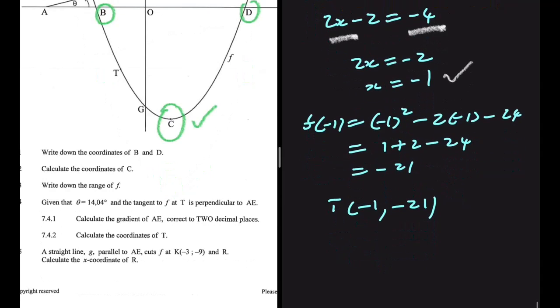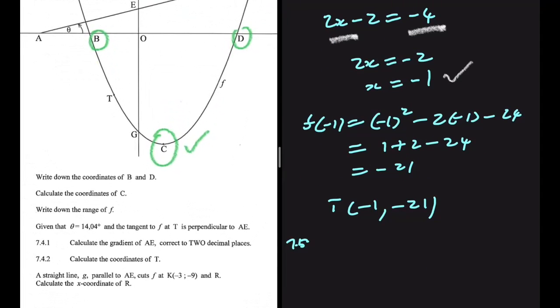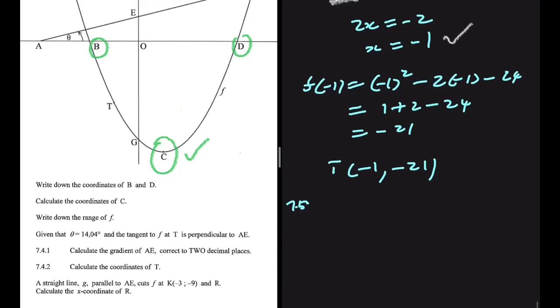The last question, 7.5. A straight line G parallel to AE cuts F at K and R. Calculate the x coordinate of R. Right, so what we are going to do here, we're going to find the equation of G. We are going to find G of x. And then after finding G of x, we can equate G of x and F of x. And then we're going to find the x coordinates at which they touch, which happens to be K and R.